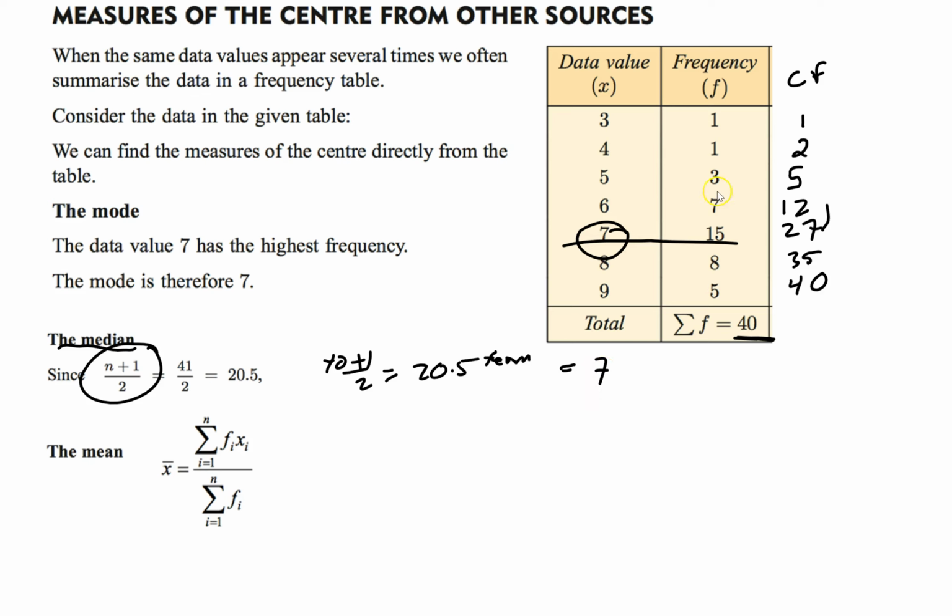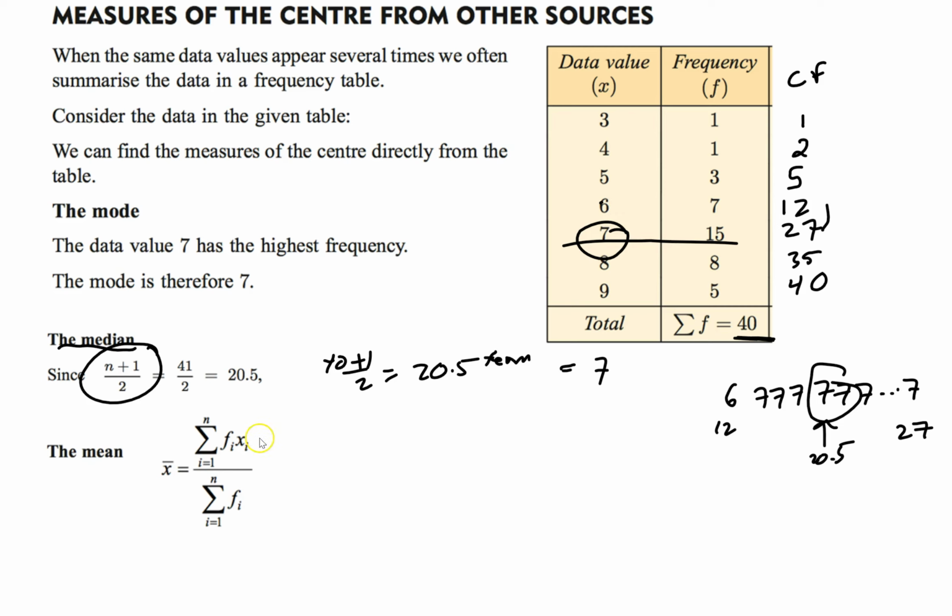Again, the way that worked, because at 3 I only had 1 number, at 4 I had 2 numbers, at 5 I had 5 numbers total, at the end of 6 I had 12 numbers, at the end of 7 I had 27. So right where I had 6s, I was at 12, but then I had a bunch of 7s, and this was 27. So the 20.5 term fell somewhere in between here, which is my answer for that.